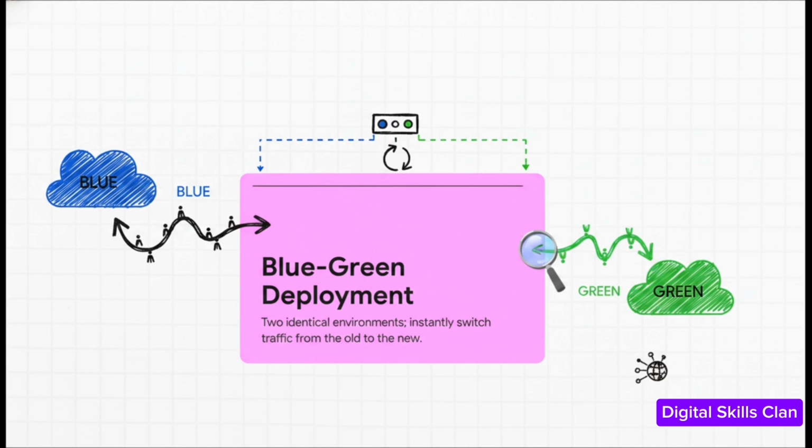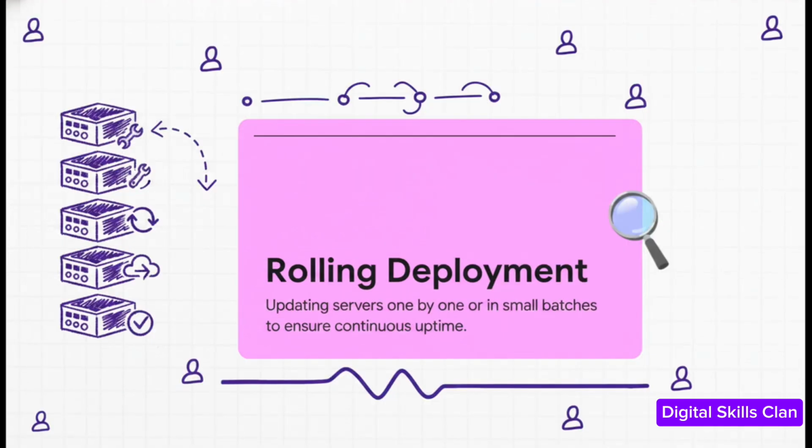The first trick is blue-green deployment. You basically run two identical environments. The active blue one handles your live users. Meanwhile, you silently deploy the update to the hidden green one. Once you're 100% sure it works, you literally just flip a switch on the load balancer. Traffic instantly routes to green. And hey, if it crashes, you just flip the switch back. Zero downtime.